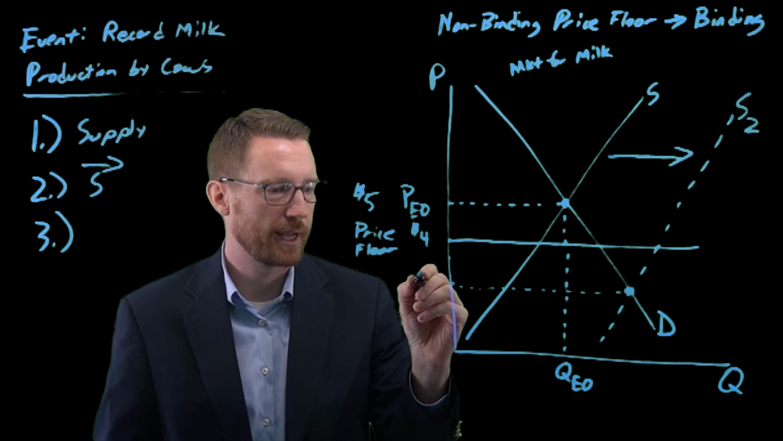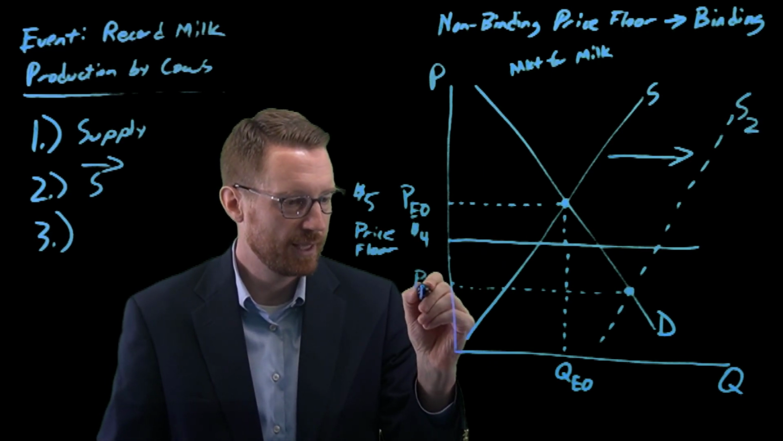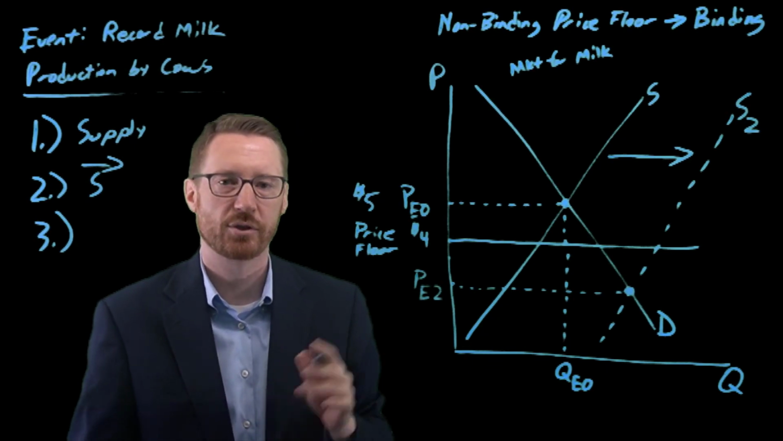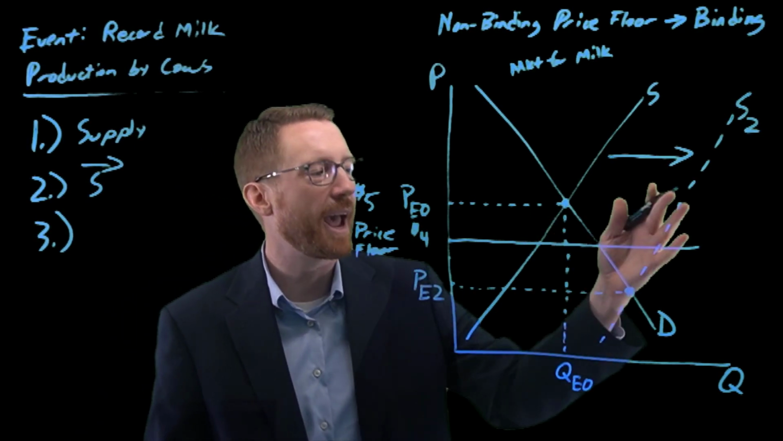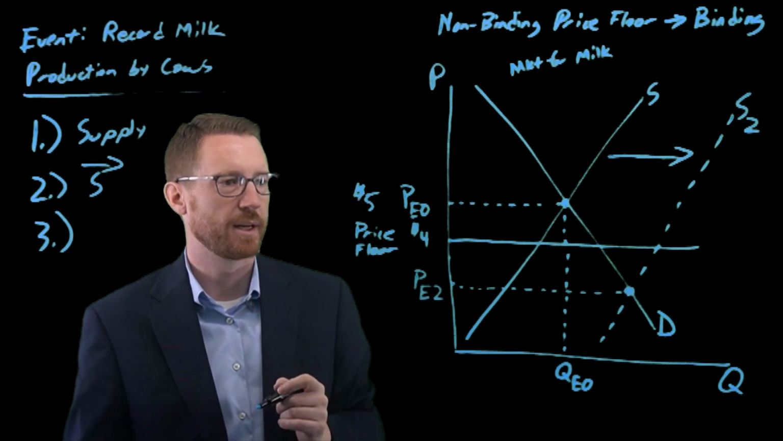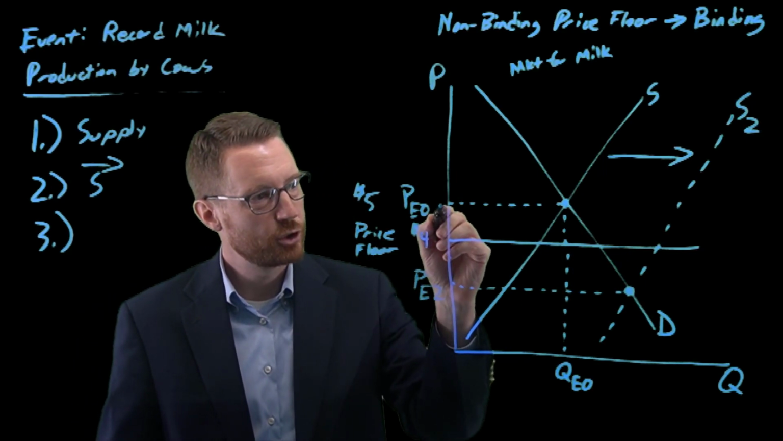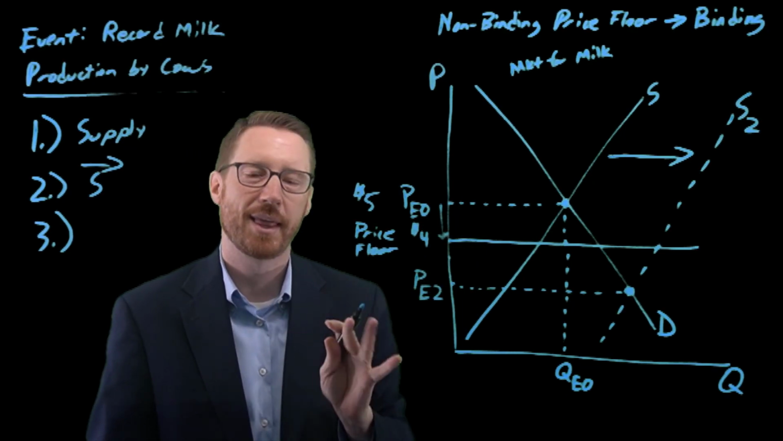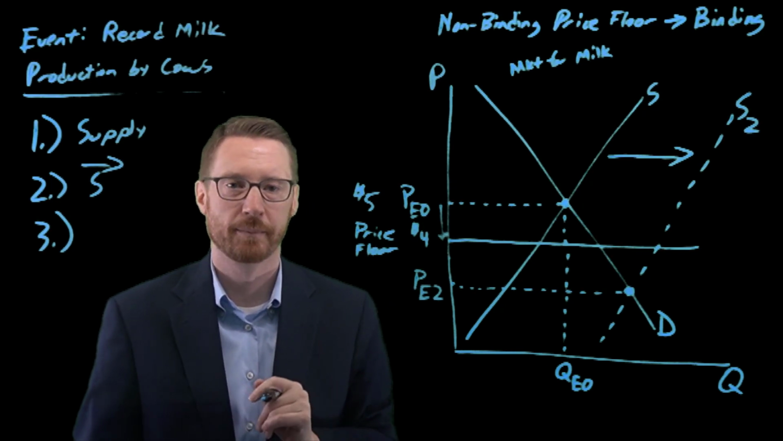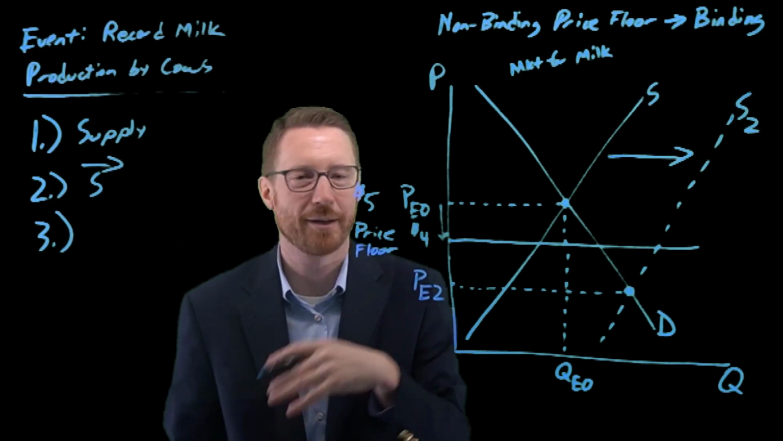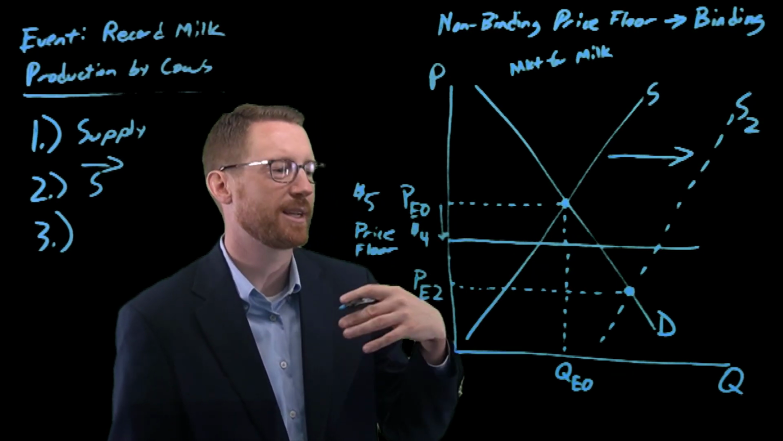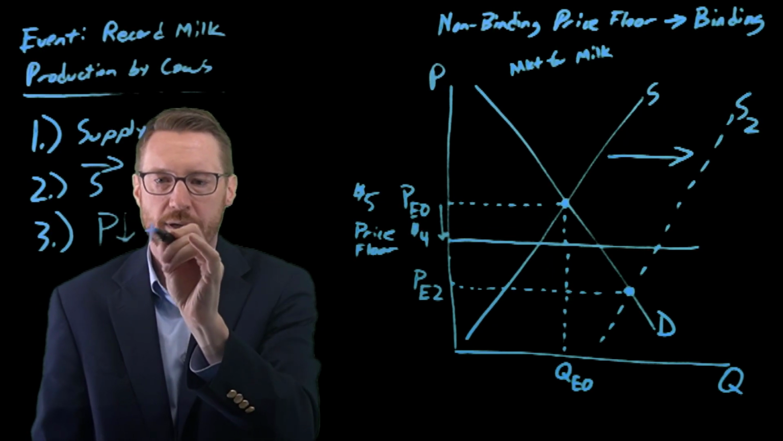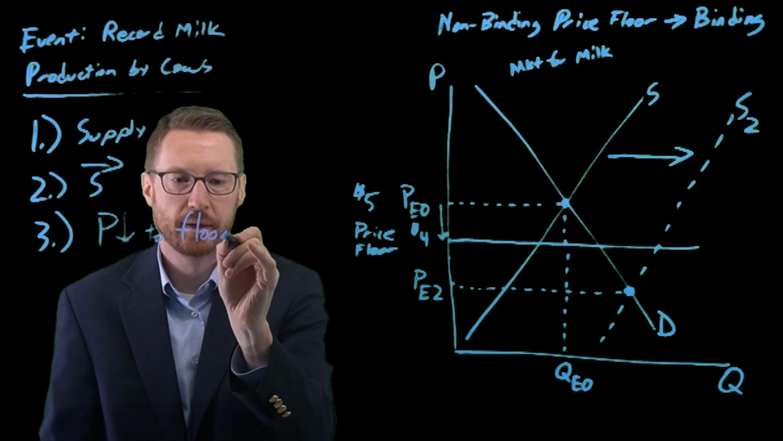to a price that we could label like P sub E 2. So this is our equilibrium price 2, our equilibrium price after the supply curve has shifted. So price should decrease, but the problem is it runs into that floor and then it can't fall any further. So what's our answer to number 3? Our third step is draw this thing in and see what happens. So price falls to the floor.